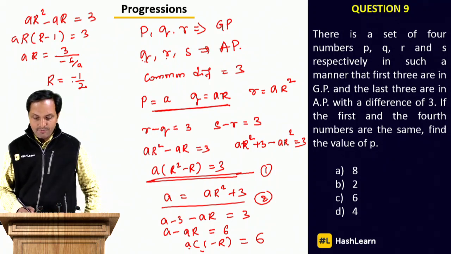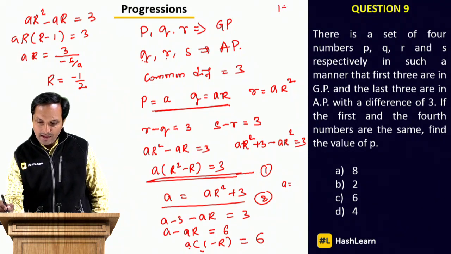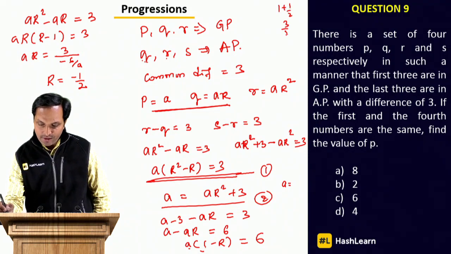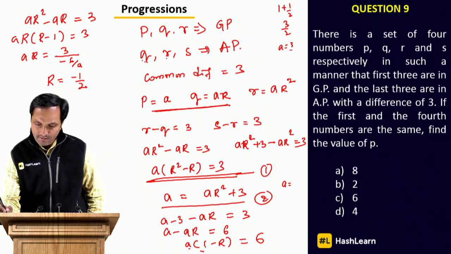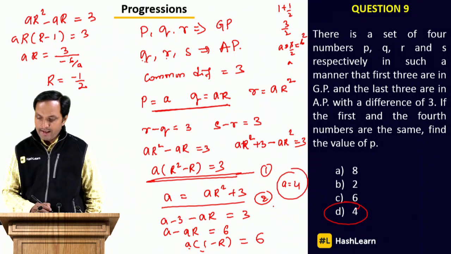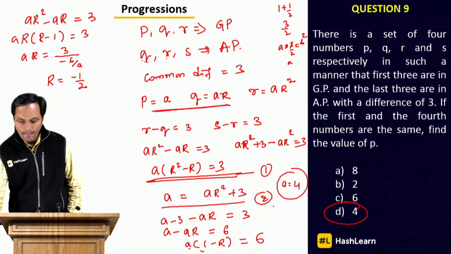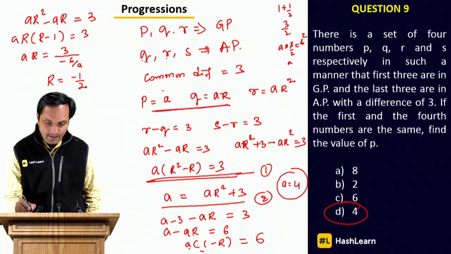If I take r as minus 1 by 2, that will give you a is equal to... r as minus 1 by 2. That will give you 1 plus 1 by 2 is 3 by 2. So a is equal to 3 divided by 2, that is 3 by 2 is equal to 6. 3 ones are 3, 3 twos are 6. So you will get a value as 4. Where a is 4, a is 4 in option D. What is a? A is nothing but p.